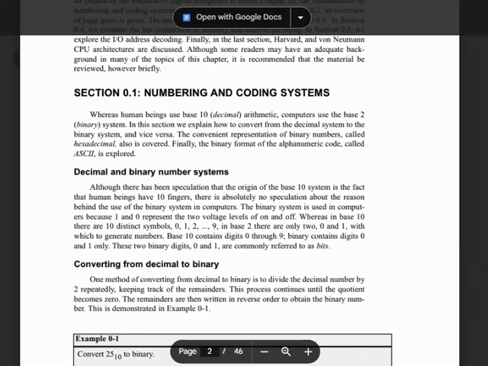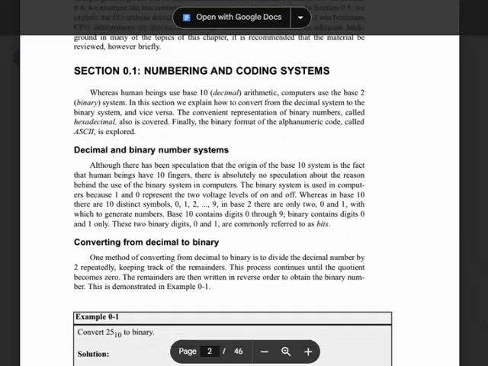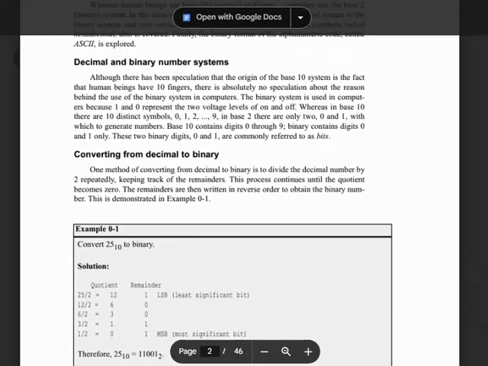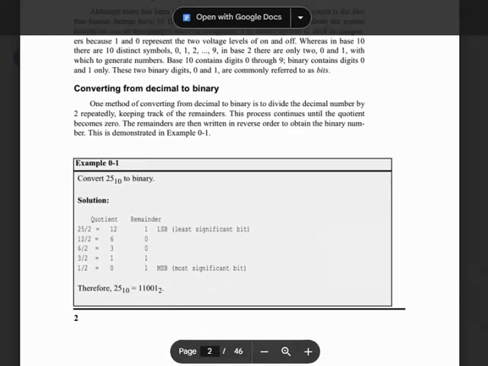In this paragraph, they're just telling us that we humans use numbers from decimals, like 1 2 3 4 5 6 7, which has a base of 10, and computers understand in a binary form, which is a 0 and 1. Then moving on, we see how the decimal and binary number systems work. And here we're telling about converting from binary to decimal and decimal to binary.